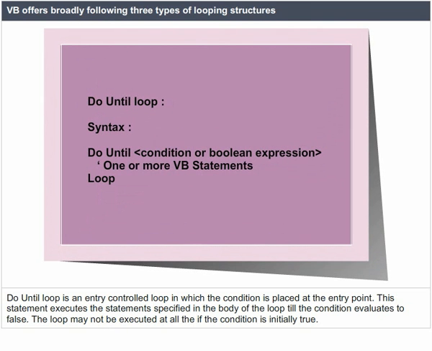Do until loop. Syntax: do until loop is an entry control loop in which the condition is placed at the entry point. This statement executes a statement specified in the body of the loop till the condition evaluates to false. The loop may not be executed at all if the condition is initially true.